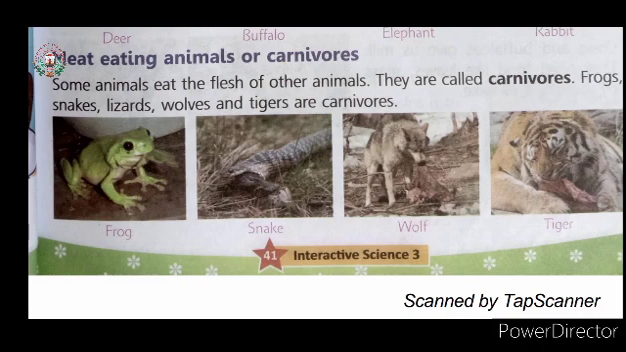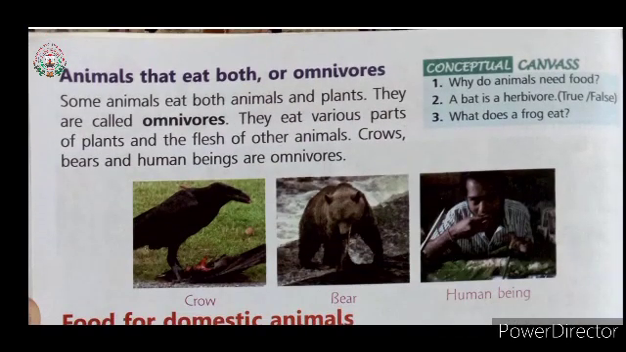See, here the pictures are given. Carnivorous animals: frog, snakes, owls and tiger. Now the third one is your animals that eat both, or omnivorous.